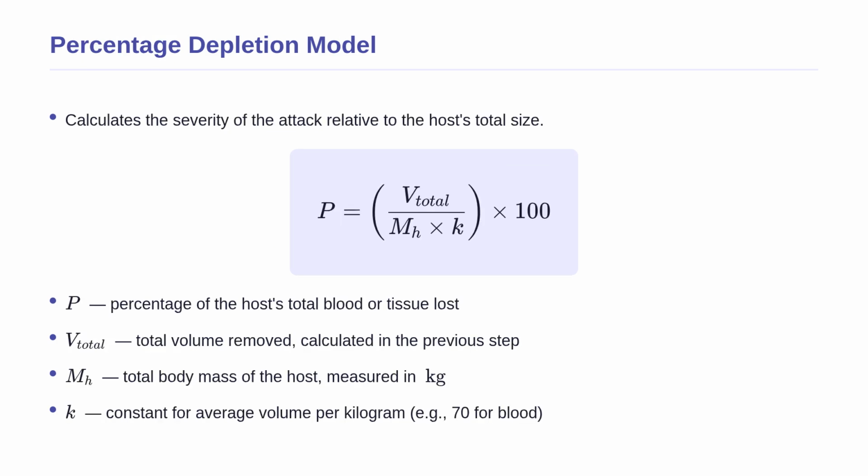Now that we know how much total volume is lost, we need to understand how severe that loss is for the host. A mouse losing 10 milliliters is fatal, but a cow losing 10 milliliters is nothing. This brings us to the percentage depletion model. The formula is P = V_total / (M_H × K) × 100. Here, P is the percentage of the host's total blood or tissue that has been lost. V_total is the volume we just learned to calculate. M_H is the host's total body mass in kilograms. The constant K represents the average volume of vulnerable tissue per kilogram of the host's mass. If the host mass is very small, the percentage P becomes dangerously high.